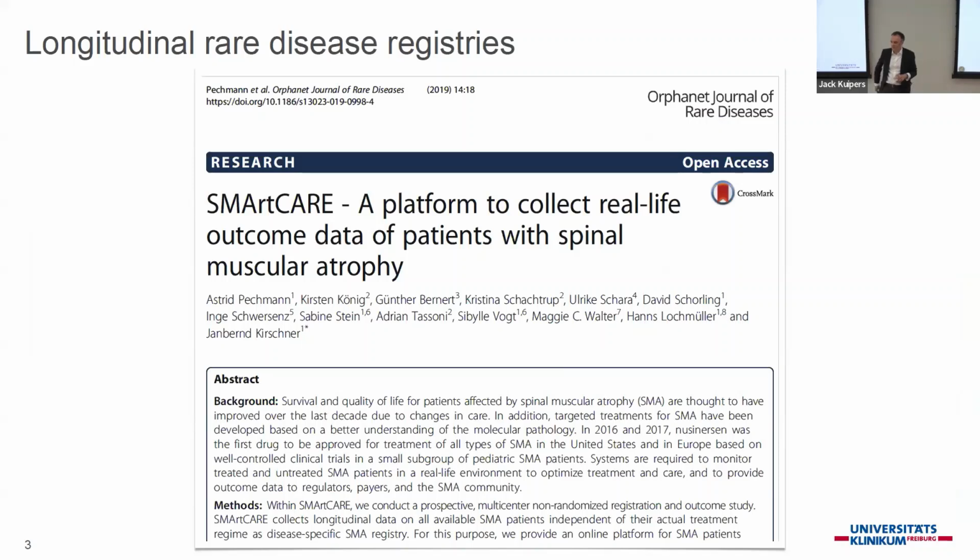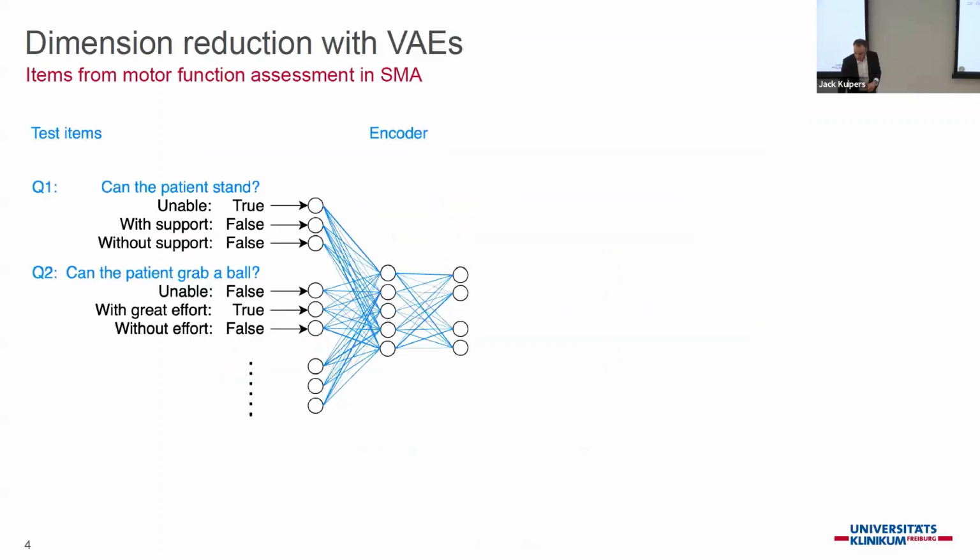registry of children with spinal muscular atrophy, where, in the context of a gene defect, you look at the development of motor performance over the course of time. That means at different time points you have instruments for assessing motor performance. So you get questions asked like, can the patient stand? Can the patient grab a ball or something? These are items with different values.